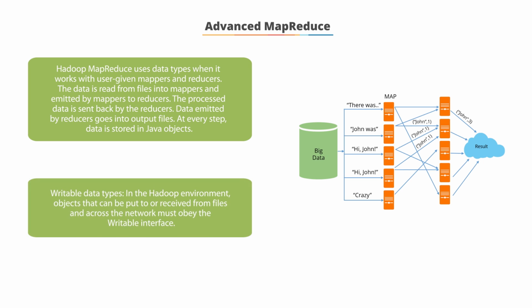Let's now understand the writable data types in advanced MapReduce. In the Hadoop environment, all input and output objects across the network must obey the writable interface, which allows Hadoop to read and write data in a serialized form for transmission. Let's look at Hadoop interfaces in some more detail.